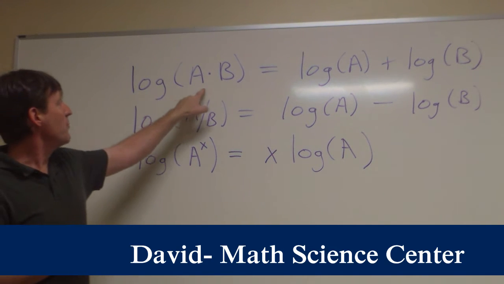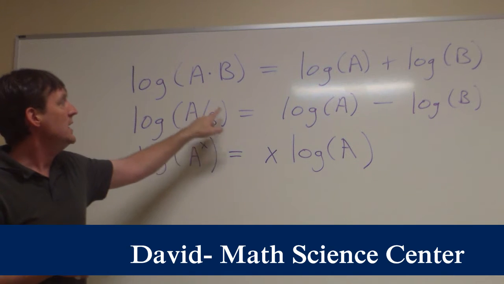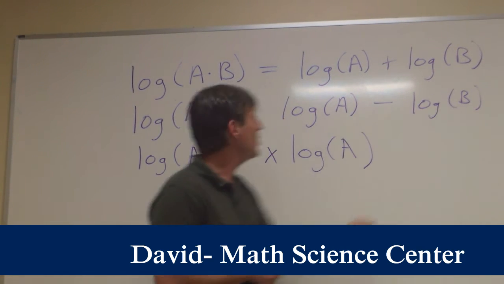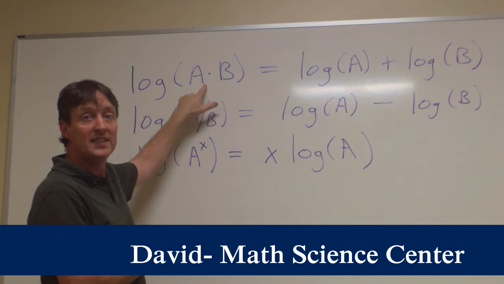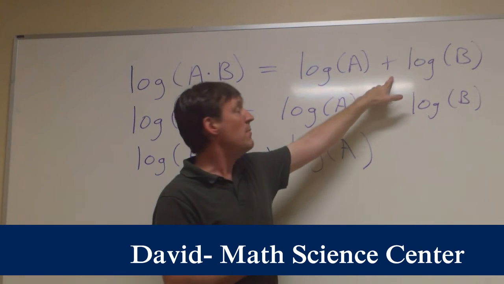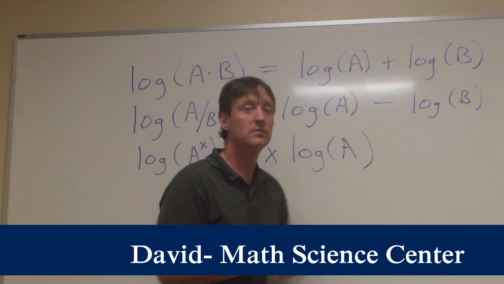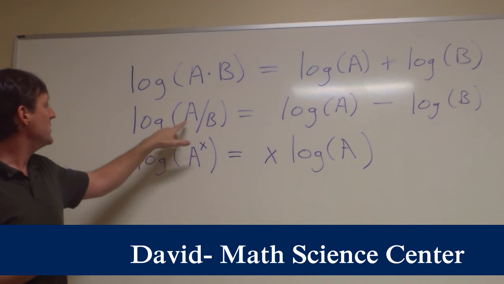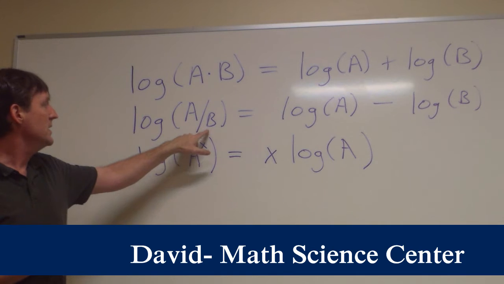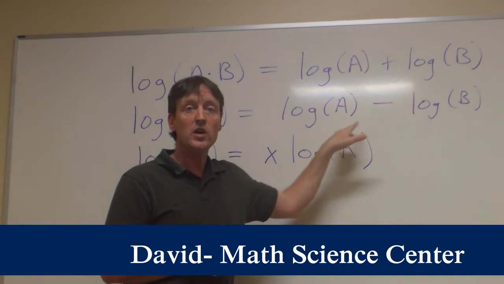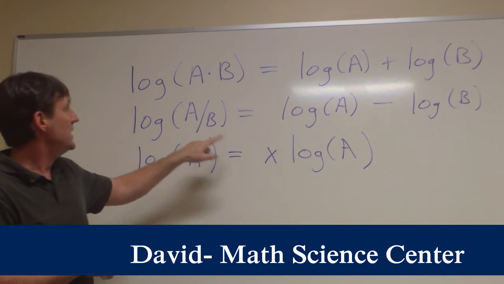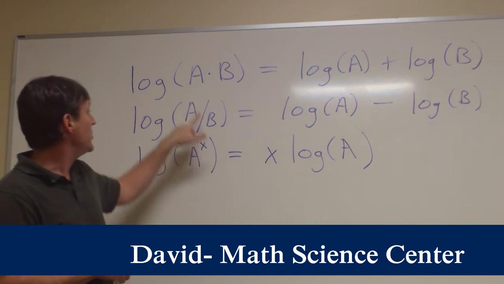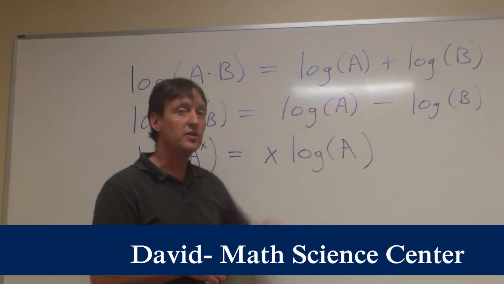One is the log of the product of two things, a times b, is actually the same as the log of a plus the log of b. So a single log with a product inside turns into the sum of two separate logs. Here we have the log of a division, the log of a divided by b, and that turns into two separate logs where the log with the b in it is subtracted from the log with the a in it. So it turns division into subtraction.